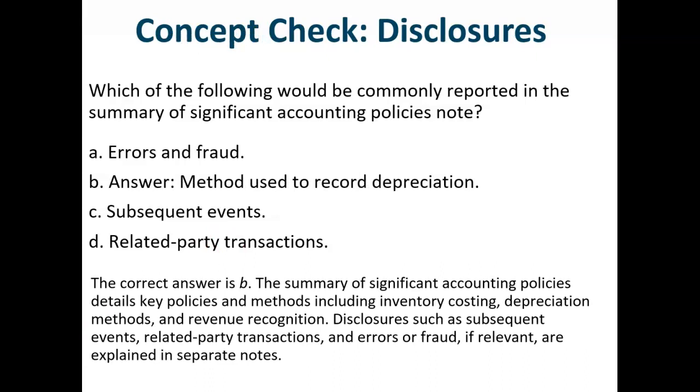The correct answer is B. The Summary of Significant Accounting Policies details key policies and methods, including inventory costing, depreciation methods, and revenue recognition. Disclosures such as subsequent events, related party transactions, and errors or fraud, if relevant, are explained in separate notes.